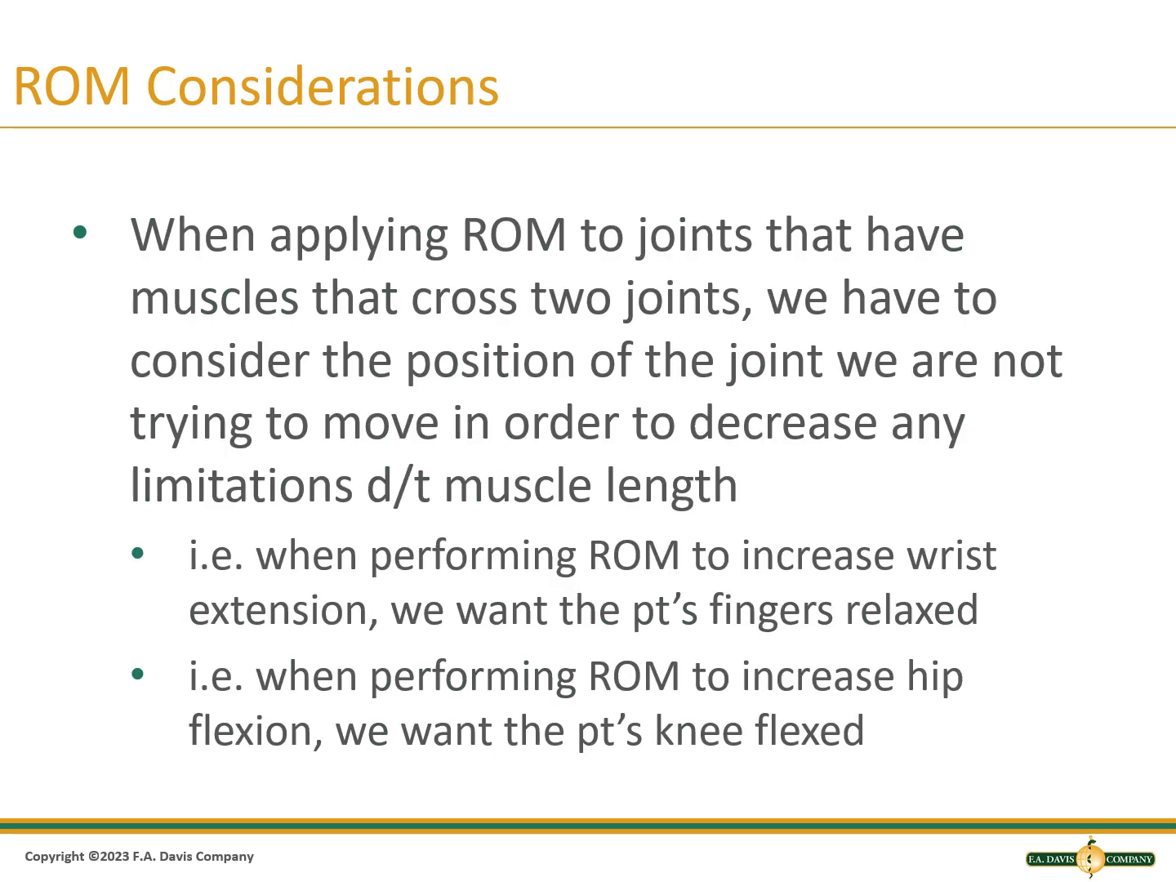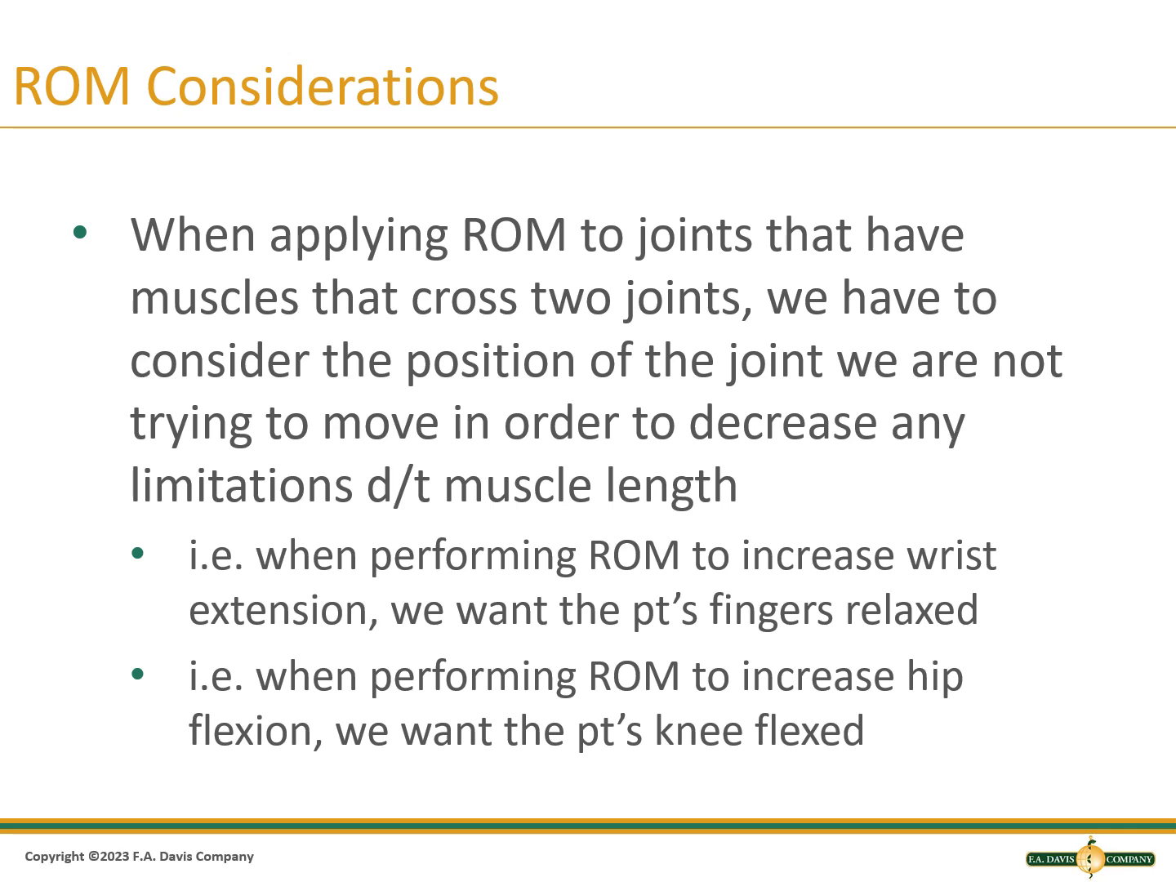We have a lot of joints in our bodies that can move a lot of different directions, and some of them have muscles that only cross that joint, and some of them have muscles that cross that joint and another joint. So range of motion considerations that we have to keep in mind are that when we're applying range of motion to joints that have muscles that cross two joints, we have to consider the position of the joint we are trying to move in order to decrease any limitations due to the muscle length. So we can't try to increase range of motion in a muscle or in a joint that is restricted by the muscle length because it's being lengthened across the second joint that it crosses.